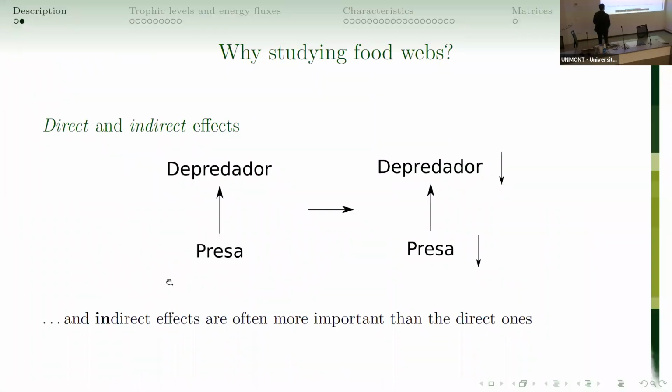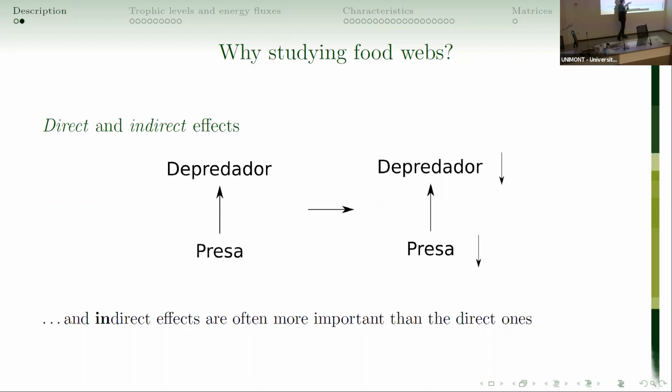So this is what we call an indirect effect. And what we have seen is that in many ecosystems, indirect effects are more important than direct effects. This is something that you have to remember during the whole seminar. What I'm going to explain now are very global things with lots of exceptions, just general things.